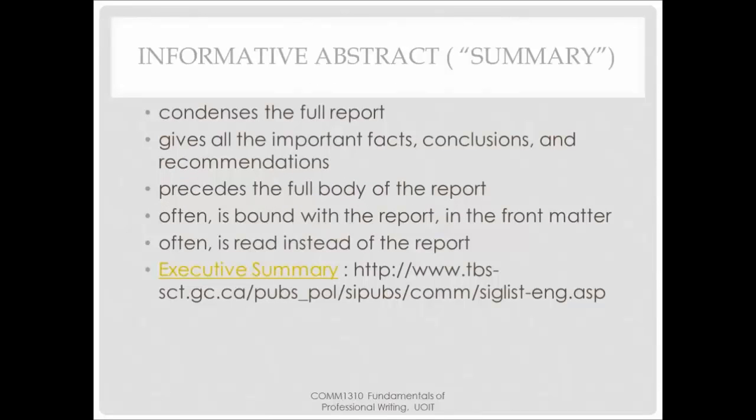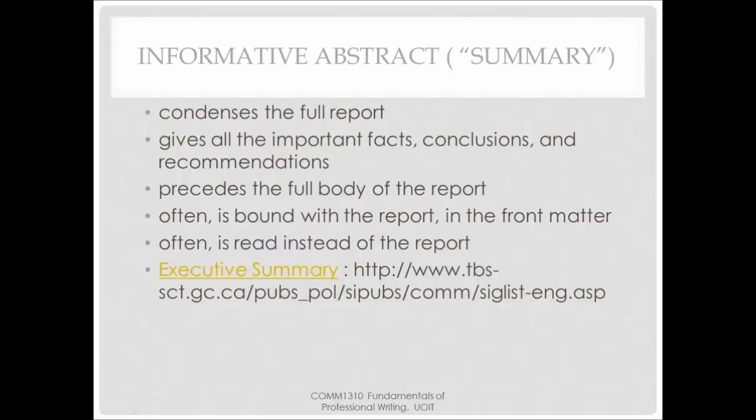Sometimes you may be asked to provide a summary of a report or a conference. This is called an informative abstract. It condenses the full report, providing all the important facts, conclusions, and recommendations. In terms of placement, the summary would precede the main report. It is often included in the report as part of the front matter. So the front matter includes things like the table of contents, list of figures, and so on. The summary is usually read first so that busy people can decide if they need to read the full report or not. When you've created a particularly long report, the summary, which is often called the executive summary, is read instead of the full report.